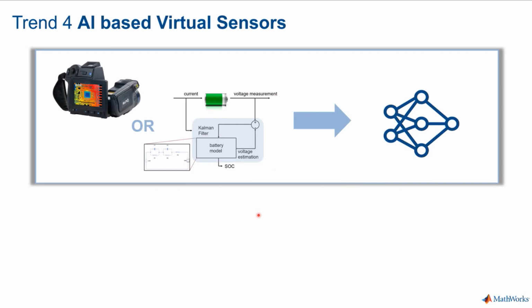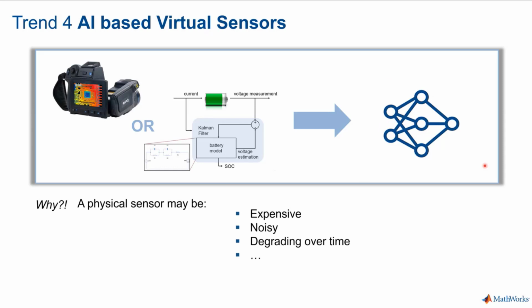Trend number 4, which we will have a closer look at today, is our AI-based virtual sensors. So that means, for instance, for the state of charge estimation of a battery, we can have physical sensors or use Kalman filters or extended Kalman filters for that. And now we will want to replace that with a neural network.